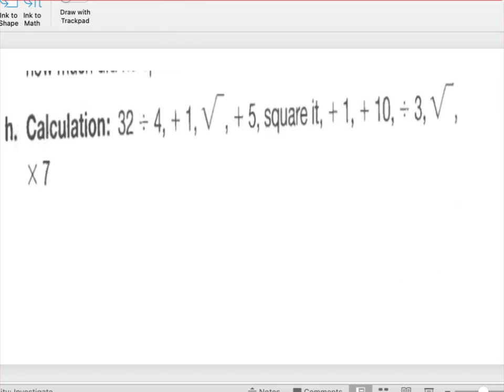Okay. And our calculation, you guys got it right in the classroom. 32 divided by 4 is 8, plus 1 is 9, square root that is 3, plus 1 plus 5 is 8, square it, 64, plus 1, 65, plus 10, 75, divided by 3, 25, root that is 5, times 7 is 35.